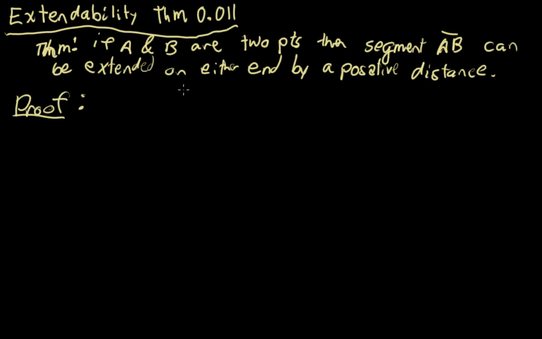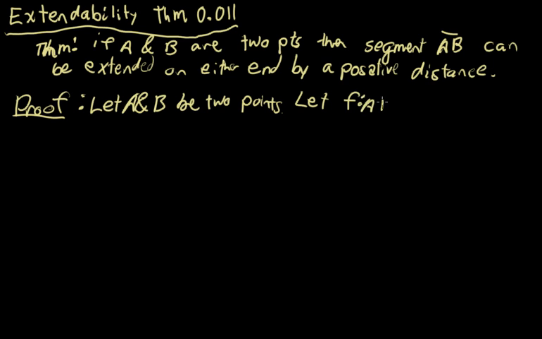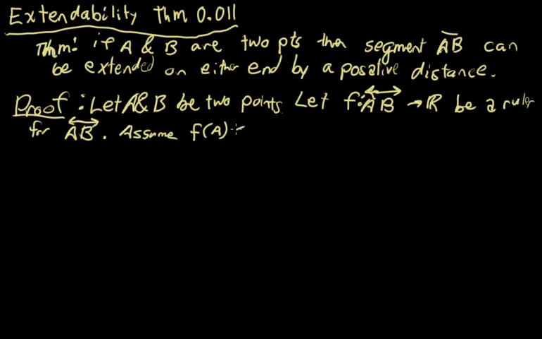Well, let's start. So we'll say let A and B be 2 points, and we'll let F of AB, F of the line AB to the real numbers, be a ruler for AB. And once again, that's the line AB. Then we'll assume that F of A is less than F of B. And you could do this for either direction. You just have to assume that they're not the same 2 points. Could have done that a little bit differently, but this is the way we're doing it.